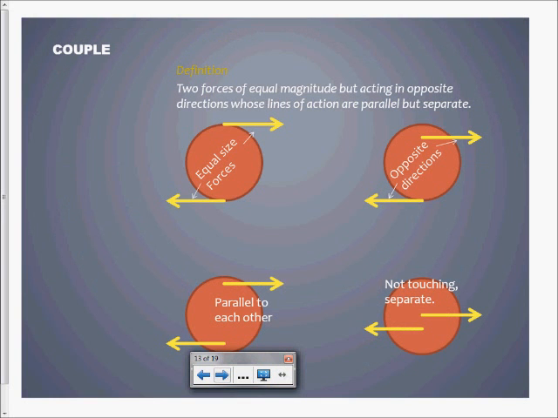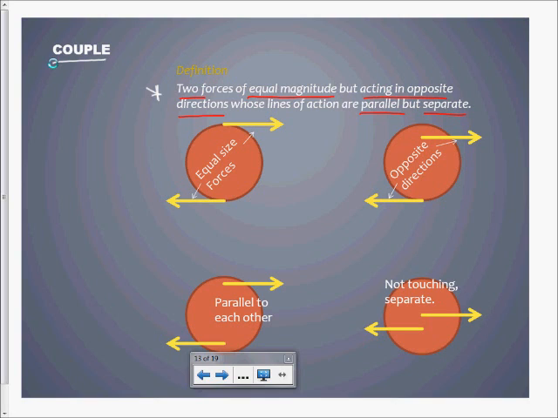All right, moving on from moments, just an extension of that idea to something we could call a couple. Now we've got the definition of a couple here, and there's a few key things about that. You should be able to quote this definition. So it's two forces, there's the couple. They have to be of equal magnitude. They have to be acting in opposite directions. They have to be acting in such a way that their lines of action are parallel but separate.